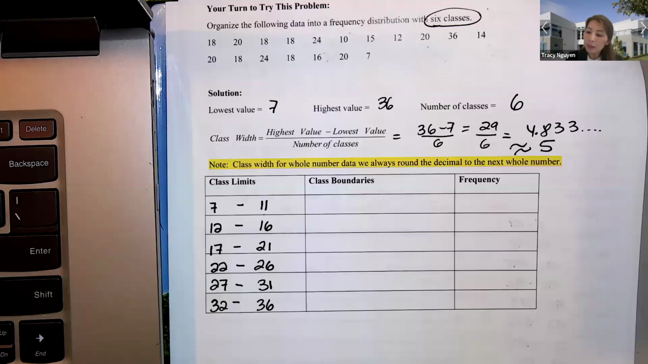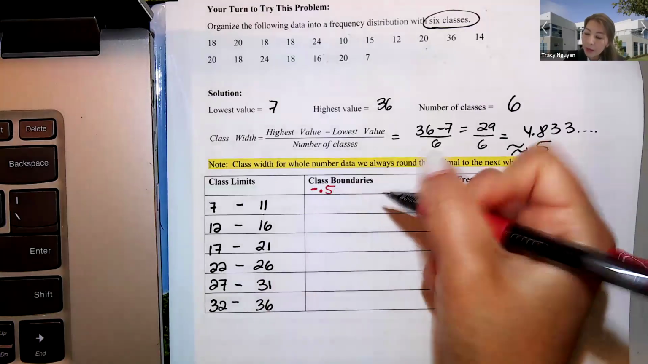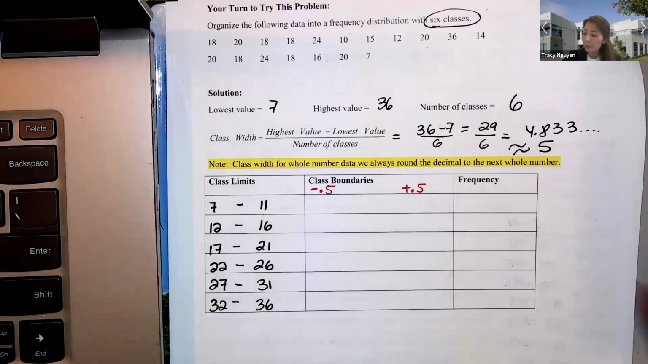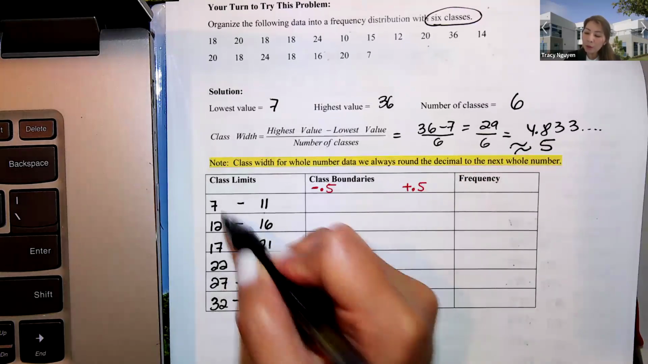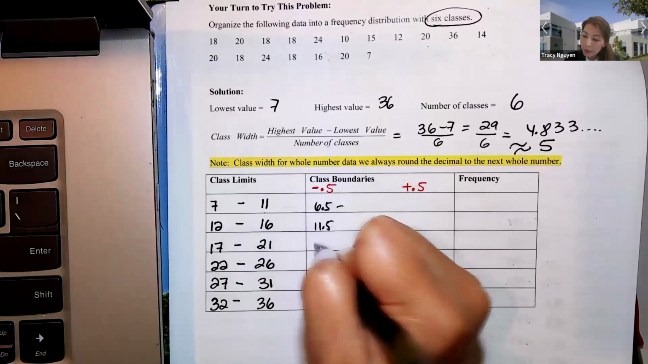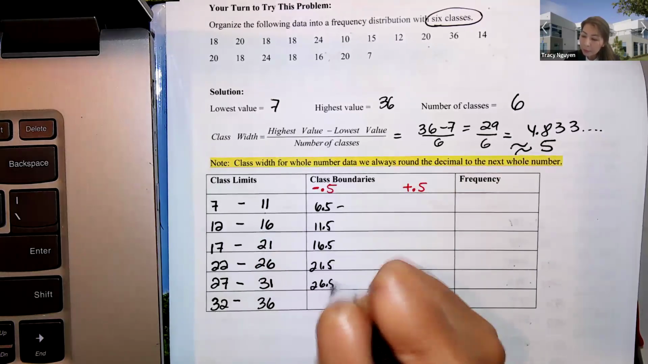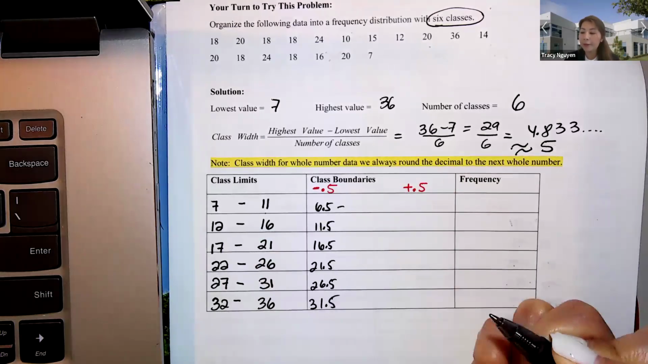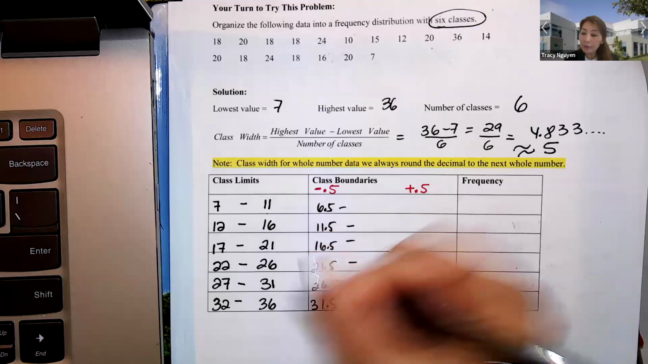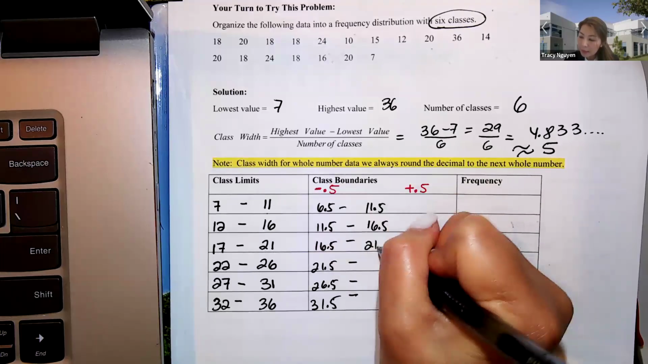Then now, to do the class boundaries, again, for whole number data, we subtract 0.5 to get the lower class boundary and add 0.5 to get the upper class boundary. So we're going to do all the lower class boundaries here: 6.5, 11.5, 16.5, 21.5, 26.5, and 31.5. For the upper class boundaries, we just take these values here and add 0.5 to the end of it.